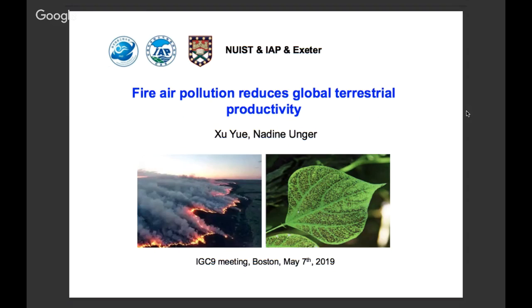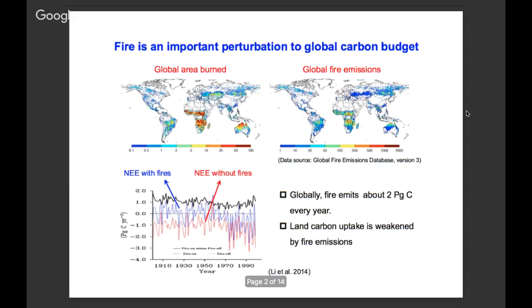So why do we care about fire? Fire is an important contribution to the global carbon budget. From the Global Fire Emissions Database, we can see a large fire emission in tropical regions. Globally, fire emits about 2 kilograms carbon per year. The land carbon simulation shows that global land uptake is weakened by fire emissions.